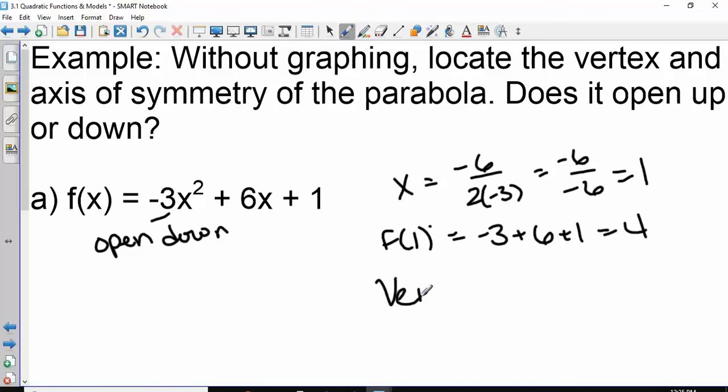So the vertex is 1, 4. The axis, it is an equation. So if you just write axis is 1, I'm going to take off on that. It is a line, so I want the equation of the line. So it would be x equals 1.